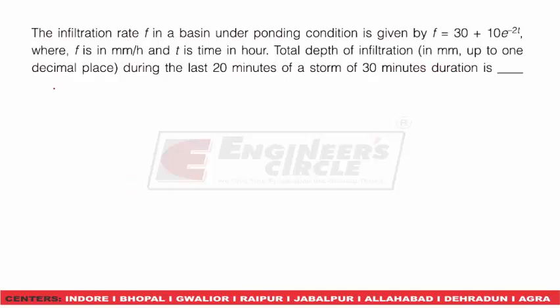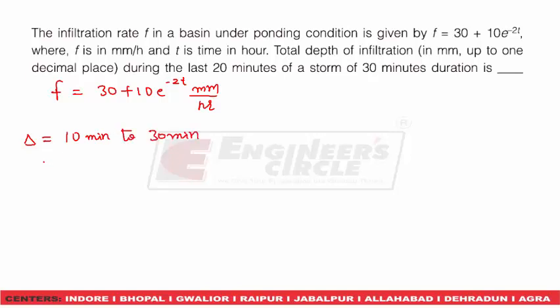So the variation of rate of infiltration is given to us as 30 plus 10 e to the power minus 2t mm per hour, where the time is also in hours. We have to find the total depth of infiltration for the last 20 minutes of a 30 minute duration of storm. So we have to find the total depth of infiltration from 10 minutes to 30 minutes. In terms of hours, it will be 10 by 60 hour, that is 1 by 6 hour, to 30 by 60, that is 1 by 2 hour.